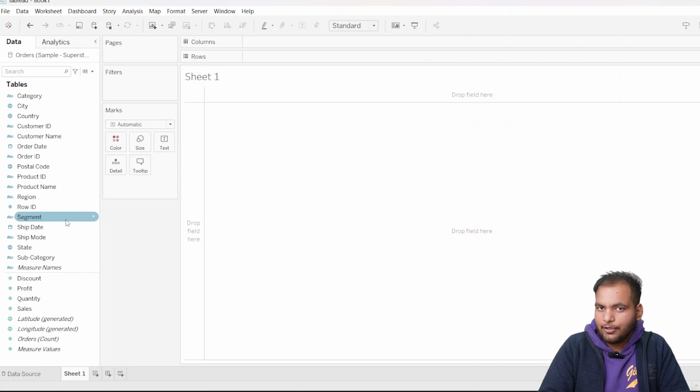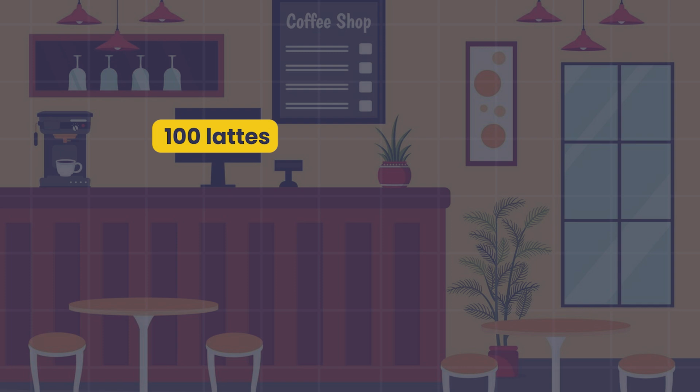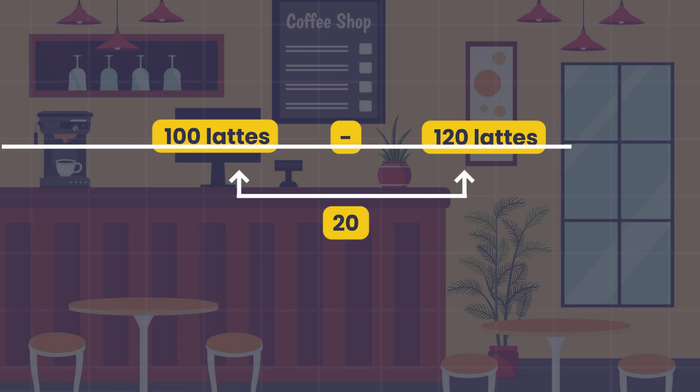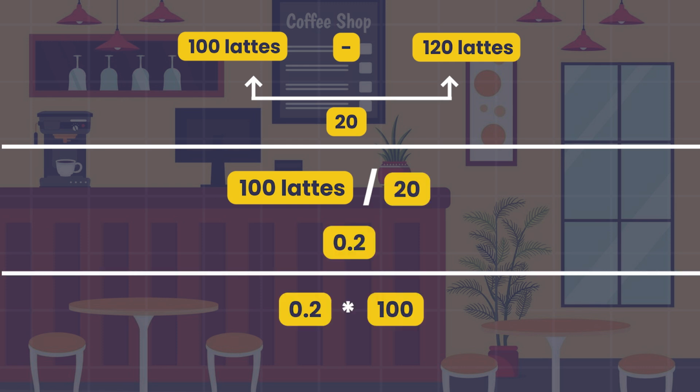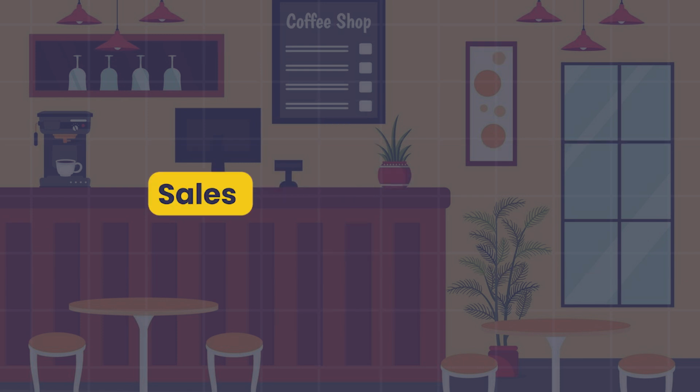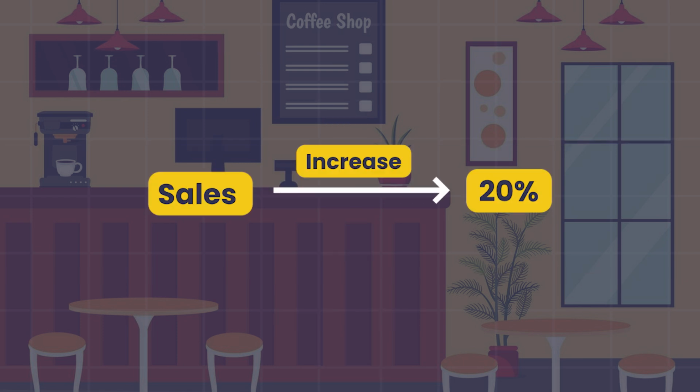Let's do the math for your latte sales. Yesterday's sales was 100 lattes. Today's sales was 120 lattes. Find the difference. Subtract yesterday's sales from today's. That is 120 minus 100, which is 20. Then divide by yesterday's sales, so 20 divided by 100 is 0.2. Now multiply by 100 to get the percentage. It should be 20%. So your sales increased by 20% today.